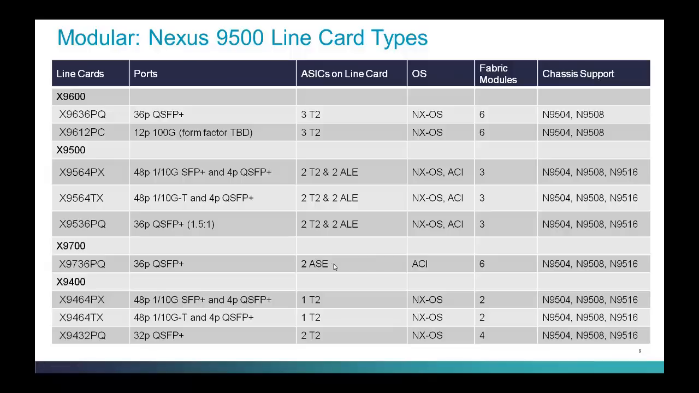As you'll see, on a 9700, because you've got the ASE chipset, you only run ACI. For the 9400, they use the Trident chipset, so depending on which type of line card it is, there'll be one or two or three if it's the 9600 spine here. And as you can see, they're just designed for Nexus. For the 9500, actually, I'll take back what I said earlier, you can run Nexus and ACI, because they have on them both the Trident 2 chipsets and the ALE in-house chipsets.